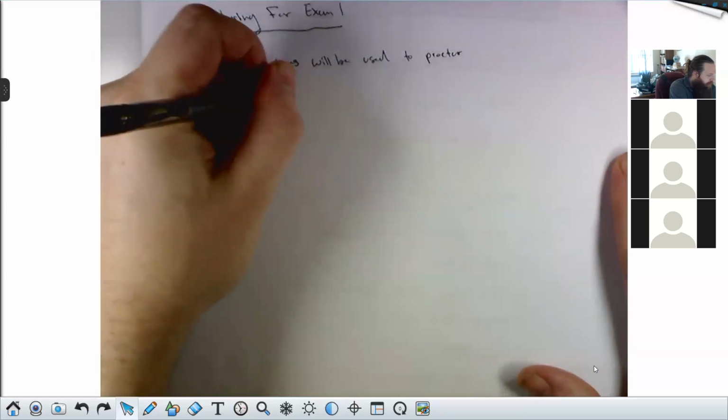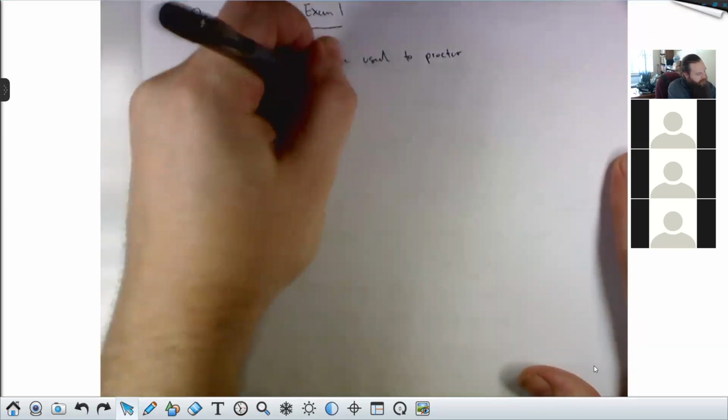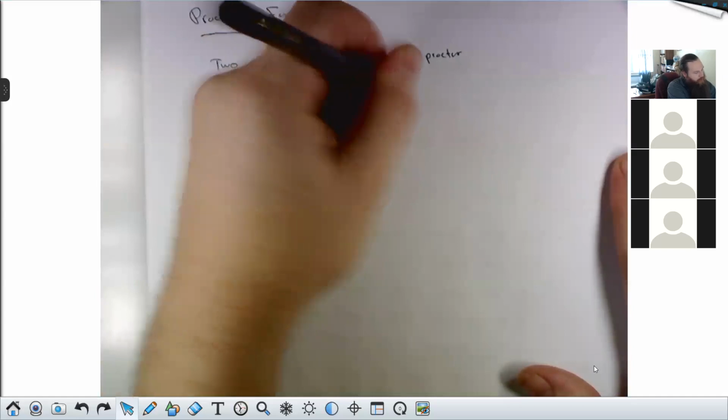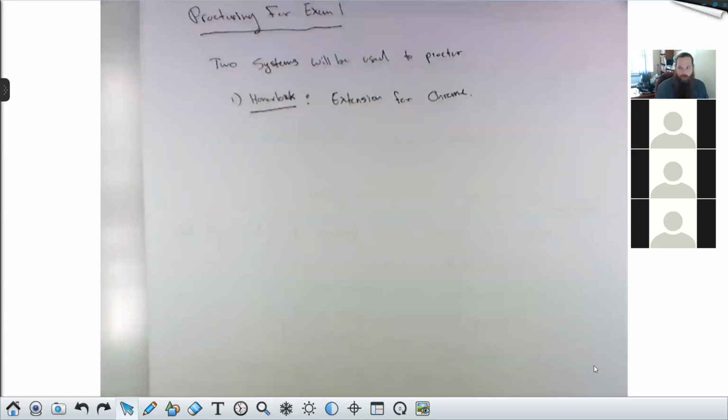If you're not familiar with Honor Lock, this is an extension for the Chrome browser. So you need to have Chrome installed on your laptop, your main device, and you need to install the Honor Lock extension. If you don't have it installed as you go to the test, it'll automatically take you to the page to install it. But please make sure Chrome and Honor Lock are up to date.